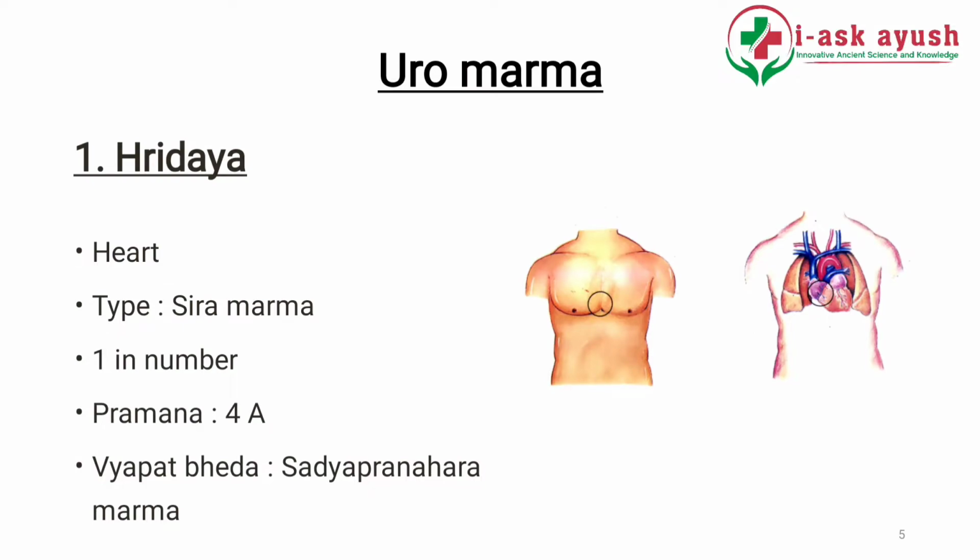Uro Marma 9 in number. Note that except Hridaya all are Kalandara Pranahara Marma and except Stanarohitha all are Sira Marma. First one is Hridaya. Hridaya is situated in Stanyor Madhya Madhishtaya Urasya Amashaya Dwara. It is a Sira Marma 1 in number, 4 angula Pramana Marma and it is a Sadhya Pranahara Marma.